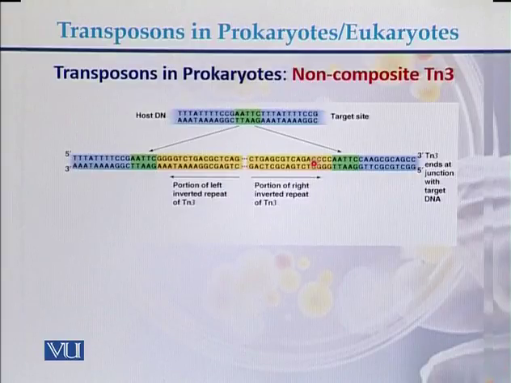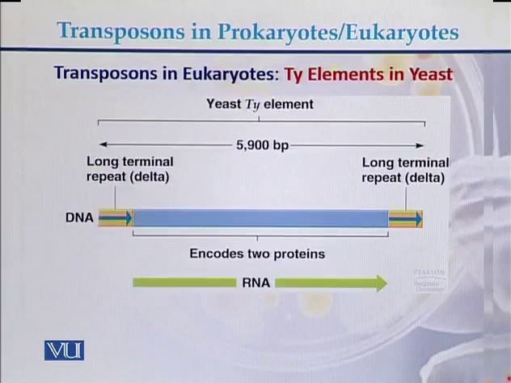This is another example of non-composite transposons, showing the sequence of a portion of the left inverted repeat and a portion of the right inverted repeat, which are present on both ends of the transposon. Transposons in eukaryotes: the example is the Ty elements in yeast.